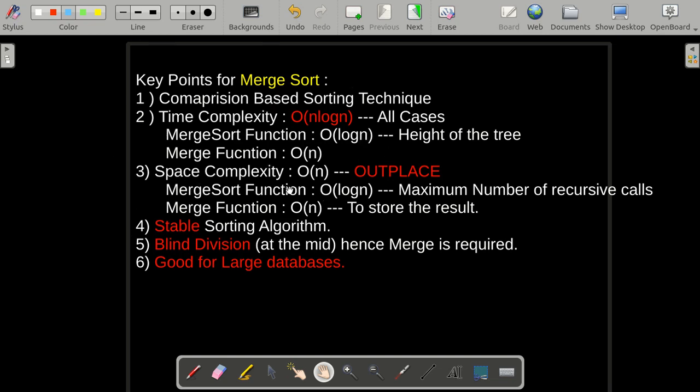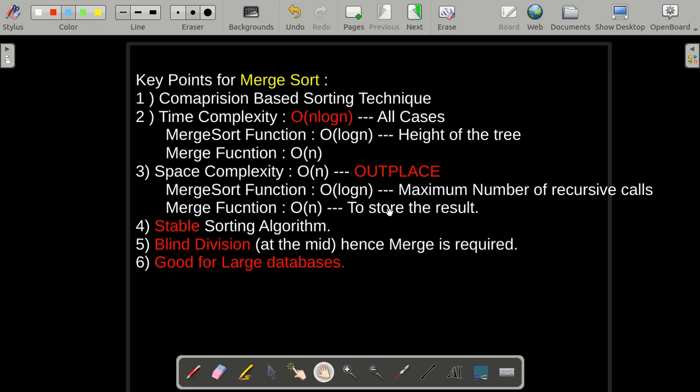The third point is that the space complexity for merge sort is of order of n, and because of it, it is known as an outplace algorithm. Now we'll see how the space complexity is of order of n. First of all, as the merge sort function is a recursive function in which the array gets divided into 2 equal halves, the total stack space taken by the recursive calls is of order of log n, which is the height of our recursive tree.